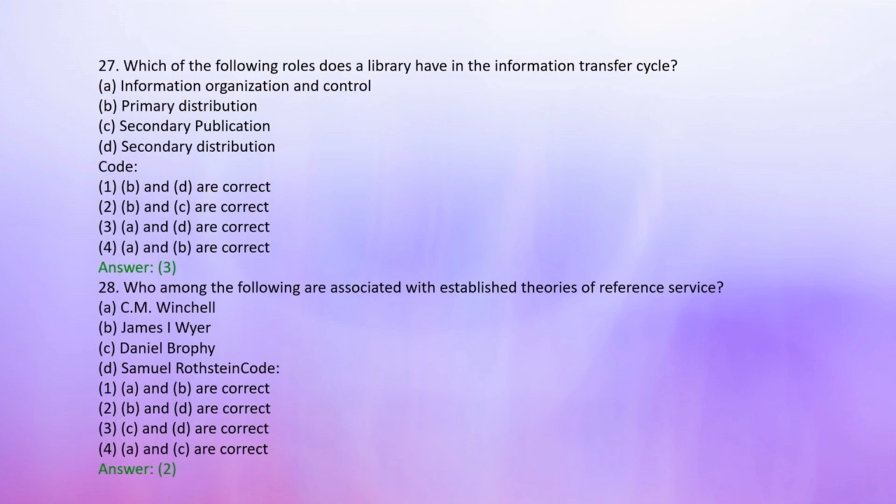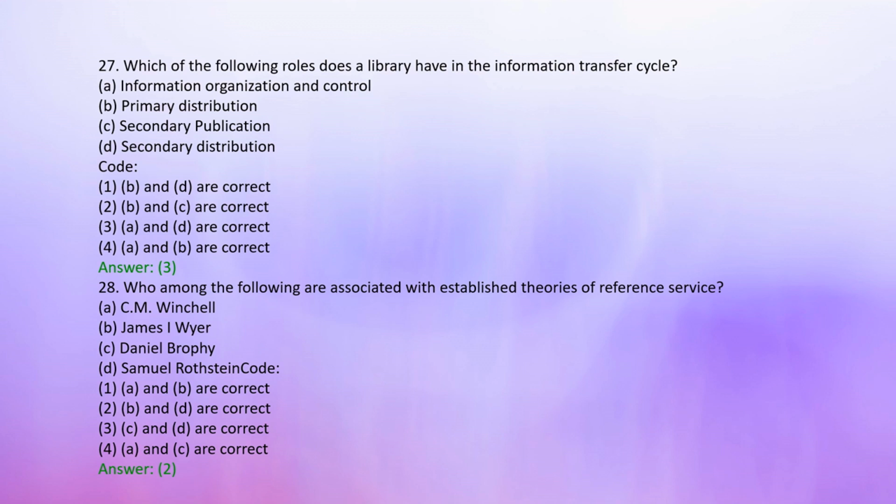Number 27. Which of the following roles does a library have in the information transfer cycle? Option A, information organization and control; B, primary distribution; C, secondary publication; D, secondary distribution. And correct codes are 1, B and D are correct; 2, B and C are correct; 3, A and D are correct; and 4, A and B are correct. And correct answer is 3, means A and D are correct.